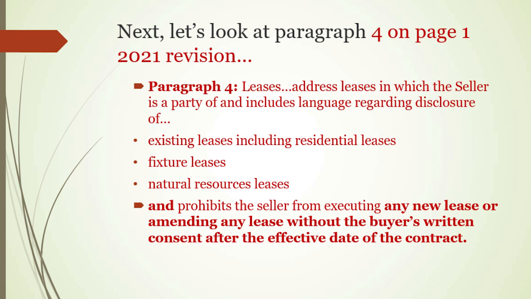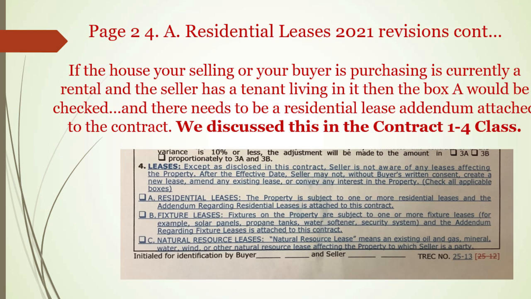Next, look at paragraph 4 on page 1, 2021 revision, paragraph 4, leases. It addresses leases in which the seller's part includes language regarding disclosure of existing leases, including residential leases, fixture leases, natural resource leases. And it prohibits the seller from executing any new leases or amending any lease without the buyer's written consent after the effective date of the contract. Okay, so residential leases, 2021.